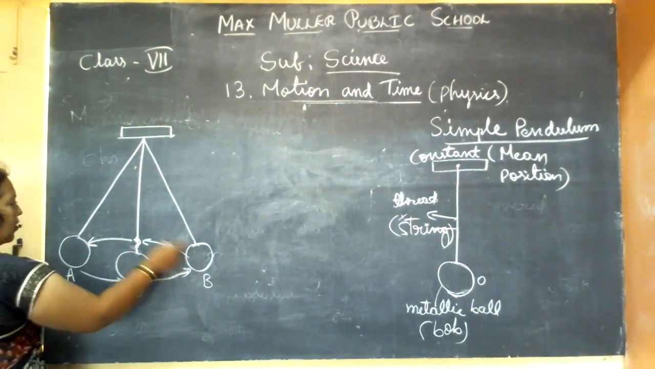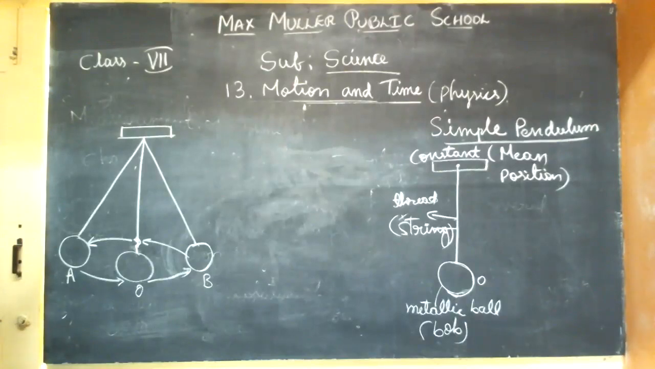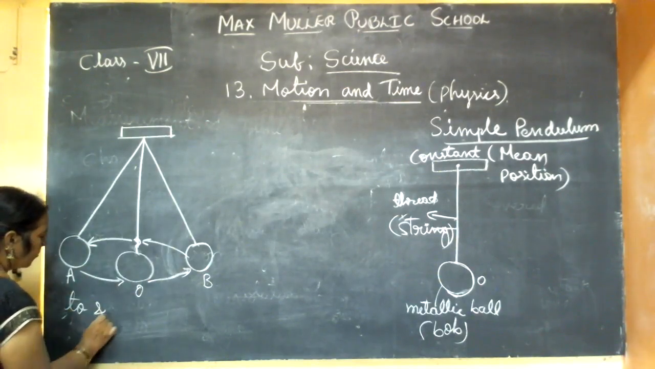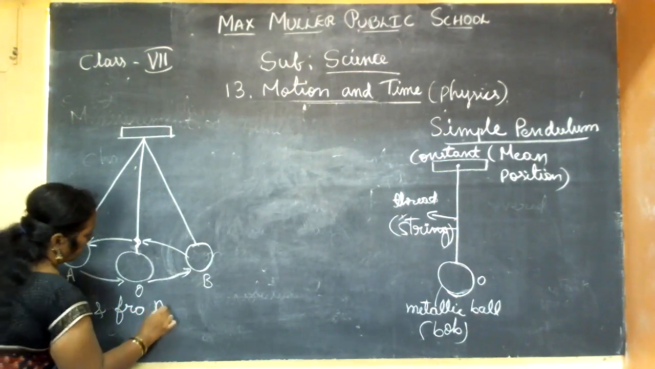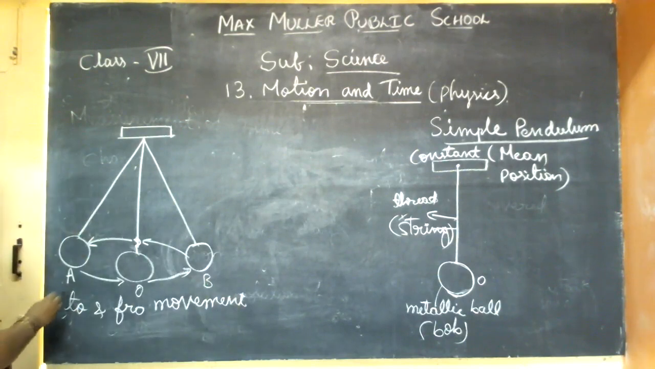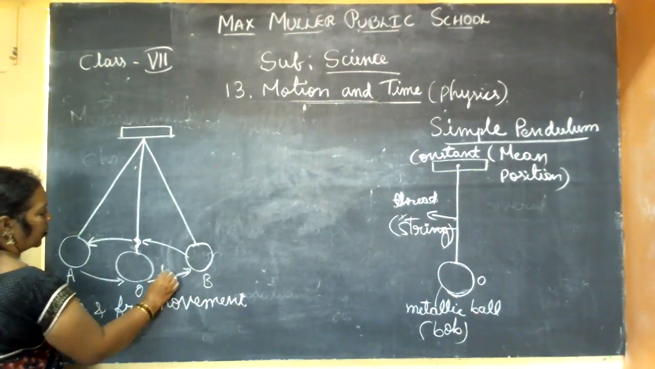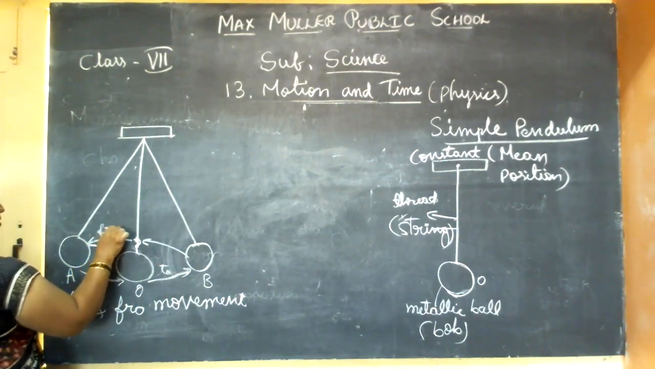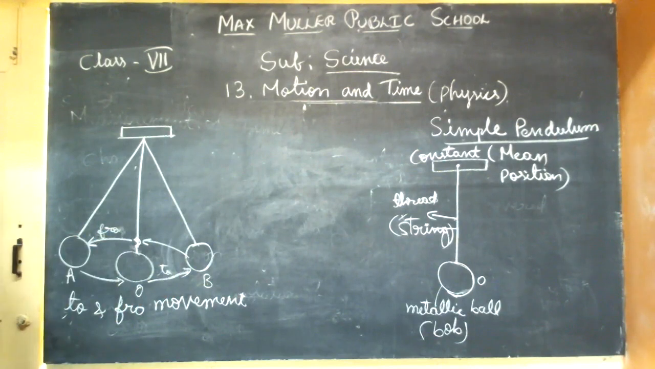So this is what we will call one round. That one round, this movement, we will call a to and fro movement. To and fro means from one way it is moving to this part and another way it is coming back from there, that is the fro movement. To and fro movement of this simple pendulum we are observing here.